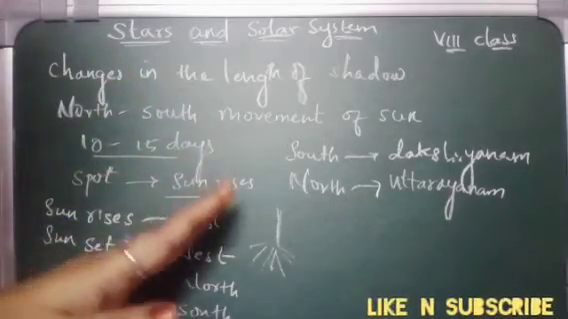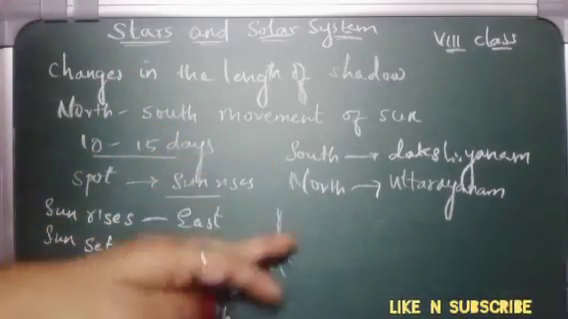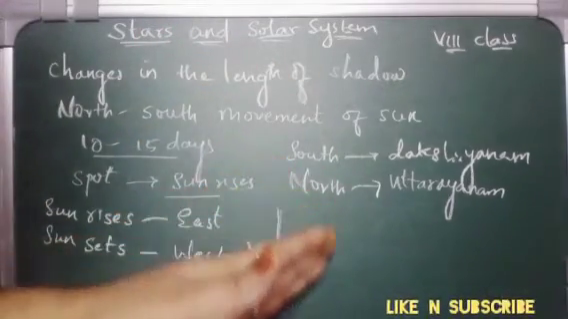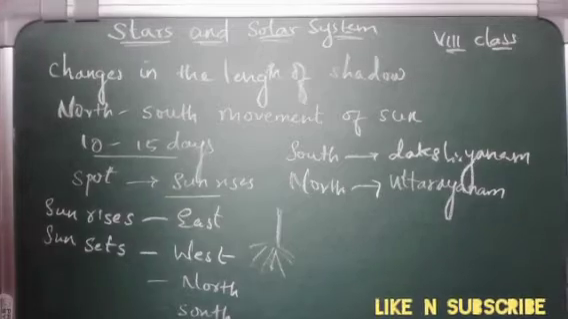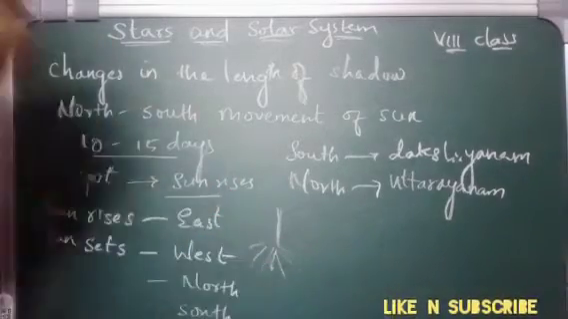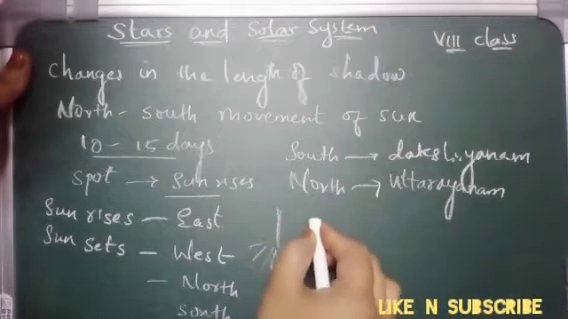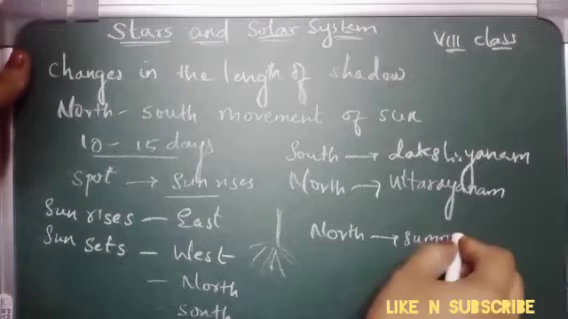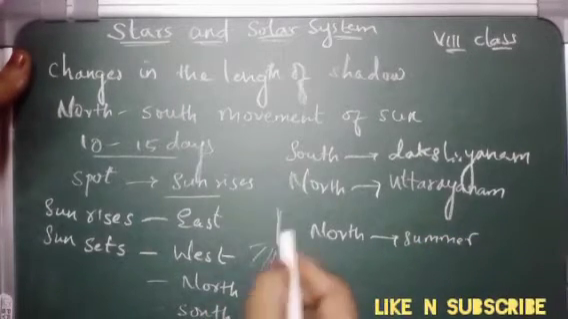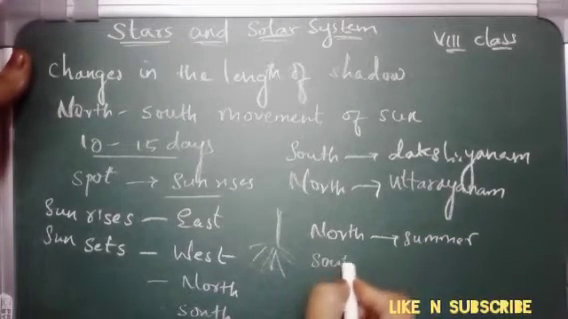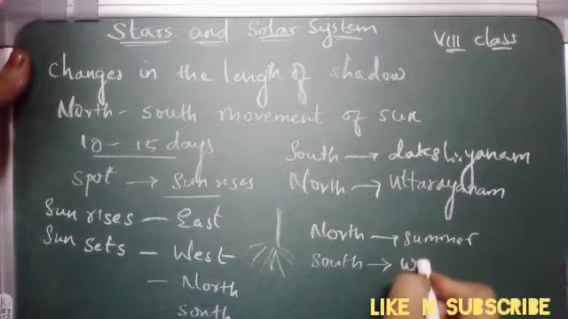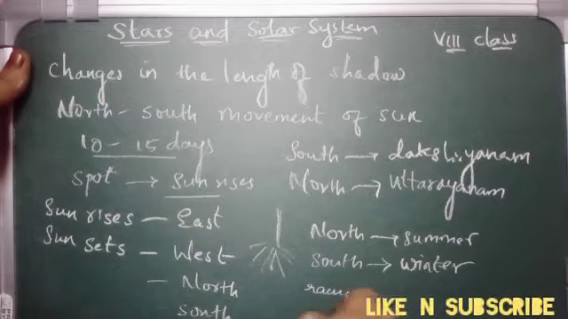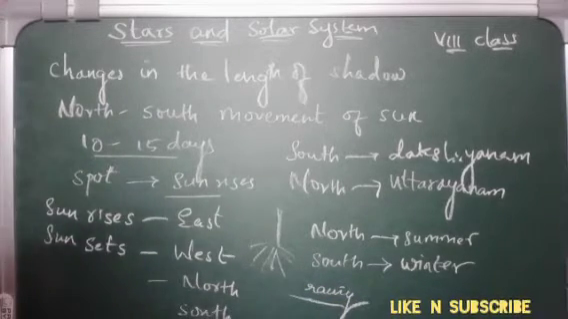If it is moving towards the north, then the coming season is summer. If it is moving towards the south, then the coming season is winter. Else it is the rainy season. Understood now? If it is moving towards the north, we can say the coming season is summer. If it is moving towards the south, we can say the coming season is winter. Else it is the rainy season. Yes, it is clear, children?